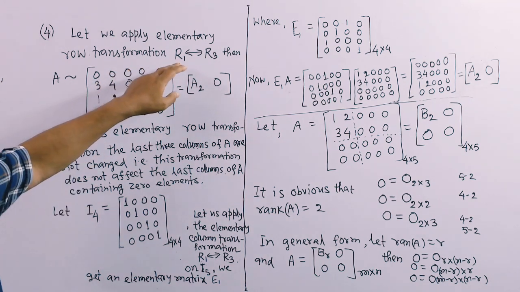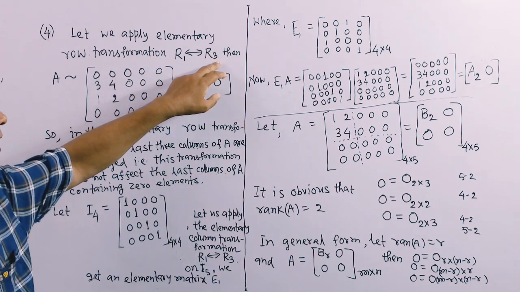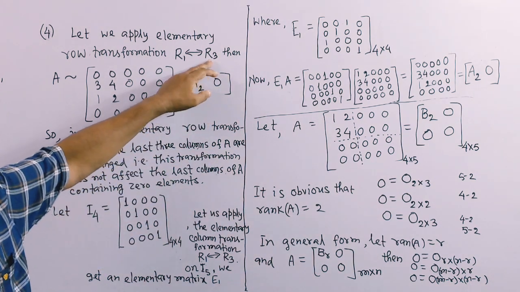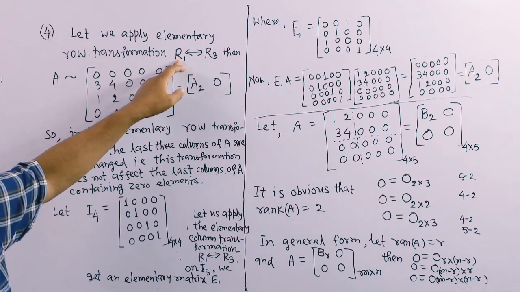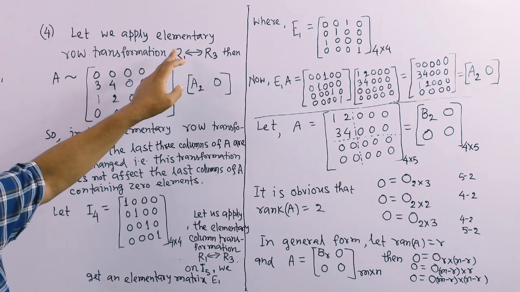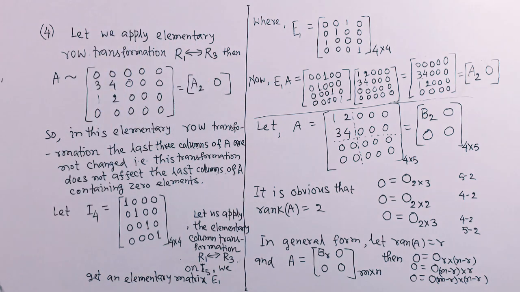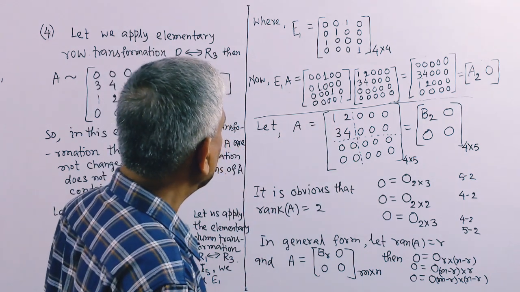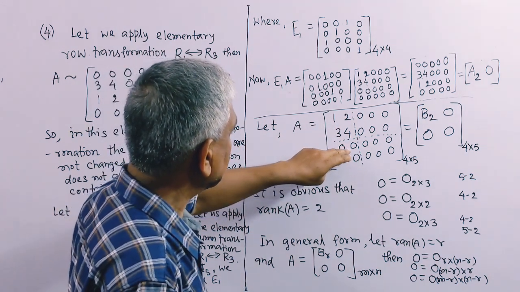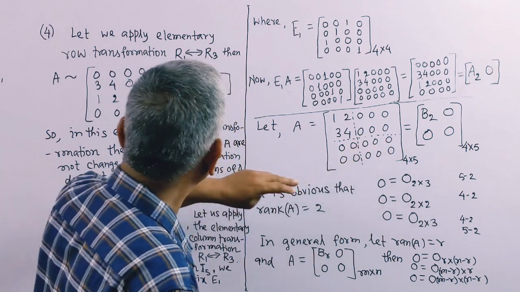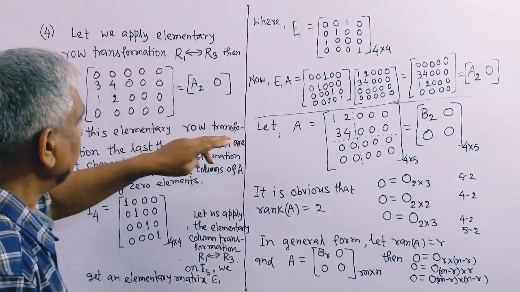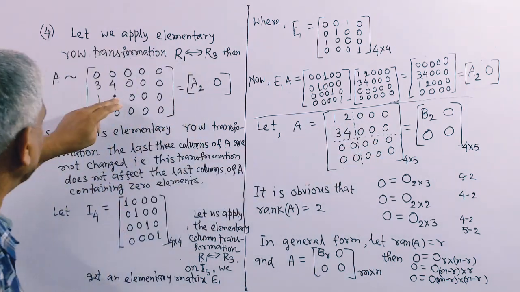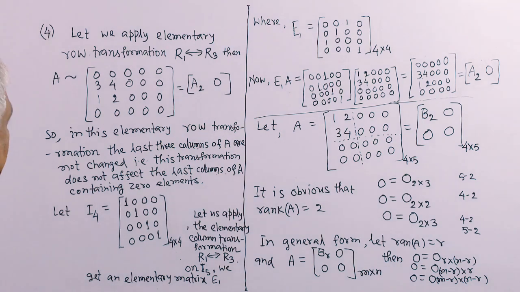Let this row transformation be R2 double implication R3. Means we write the elements of row 3 in place of row 1 and elements of row 1 in place of row 3. So here in A we apply this, we write elements of row 3, 0 0 0, in place of row 1, and we write elements of row 1, 1 2 0 0, in place of row 3 here, and we get a matrix.